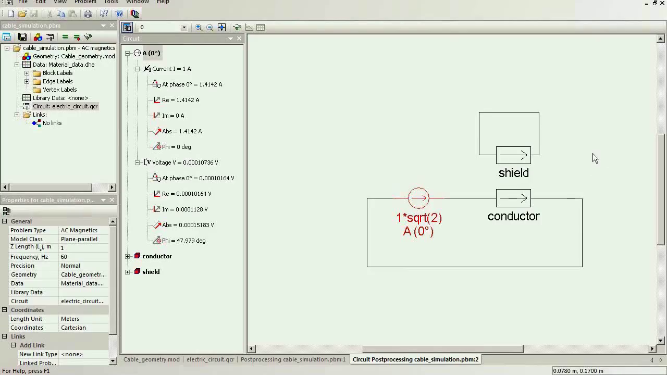In power grid, you usually have three cables, one cable for each phase. And you might be interested in measuring the impedance of the cables in real conditions on site.